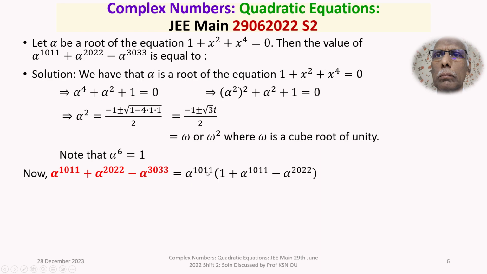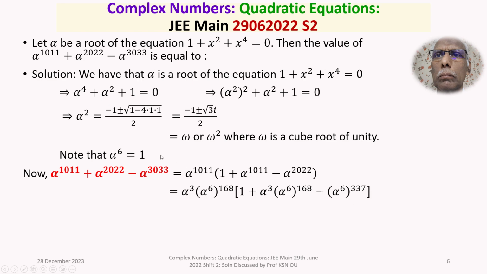We see this in the powers of 6, and adjust the value. That is equal to alpha to the power of 6 to the power of 168. 6 into 168 is 1008. And you adjust that term, so alpha cube, because we want alpha to the power of 1011. So if you take out 1 plus, this is again alpha cube into alpha to the power of 6 into 168 minus, here 6 multiplied by 337 is exactly 2022, and that we write as minus alpha to the power of 6 to the power of 337.